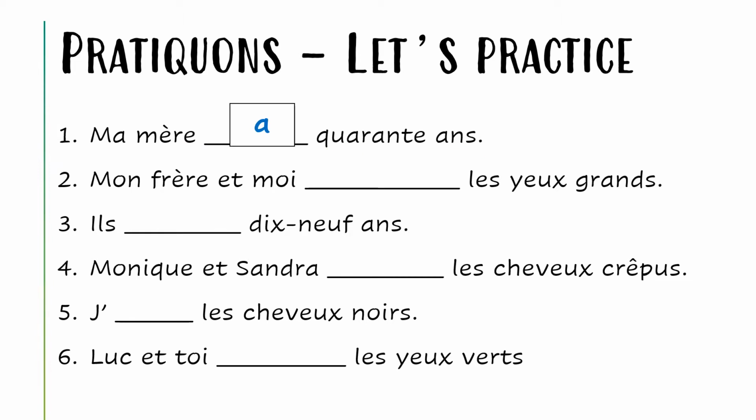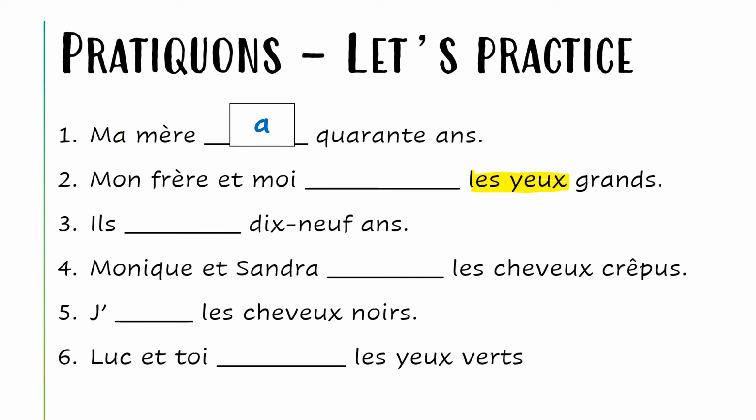Let's go again. Mon frère et moi, blank, les yeux, grand. Now there's only one strange word in here for you, and that's les yeux. Les yeux means the things that you look out of. Yes, your eyes, not your glasses. Mon frère et moi, blank, les yeux, grand. Now, you're going to ask yourself again, like we did with the verb être, which pronoun can substitute for mon frère et moi? And that would be nous.